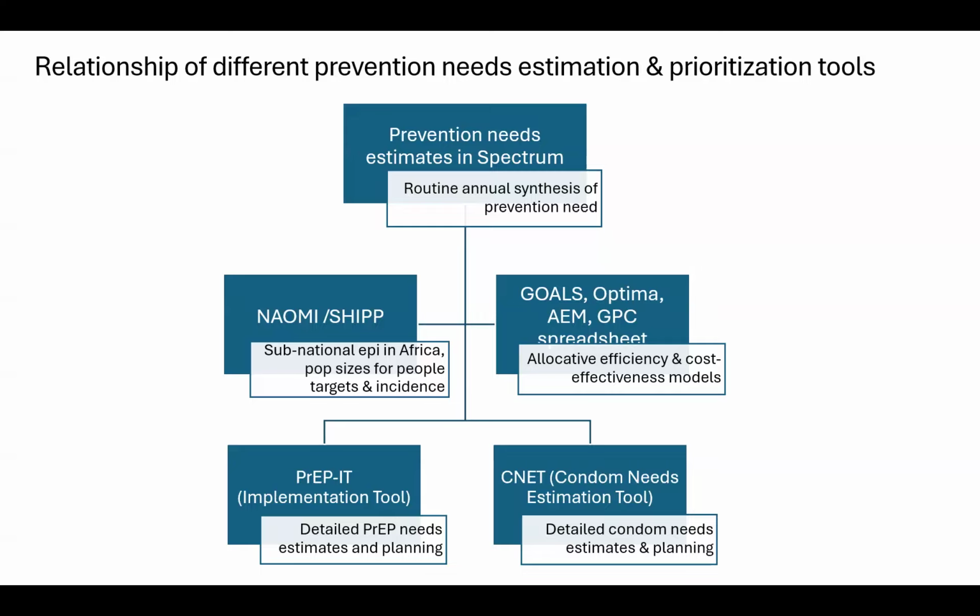That does not replace all the other tools that are available in this region. Of course, many countries have used more detailed allocative efficiency models, like Optima was used quite a lot in this region, or GOALS or AEM, other models that do much more detailed cost effectiveness analysis and optimization analysis. There are specific tools like PrEP-IT, for example, for detailed PrEP needs estimation and planning, or a condom needs estimation tool, which provide more detail for specific products.